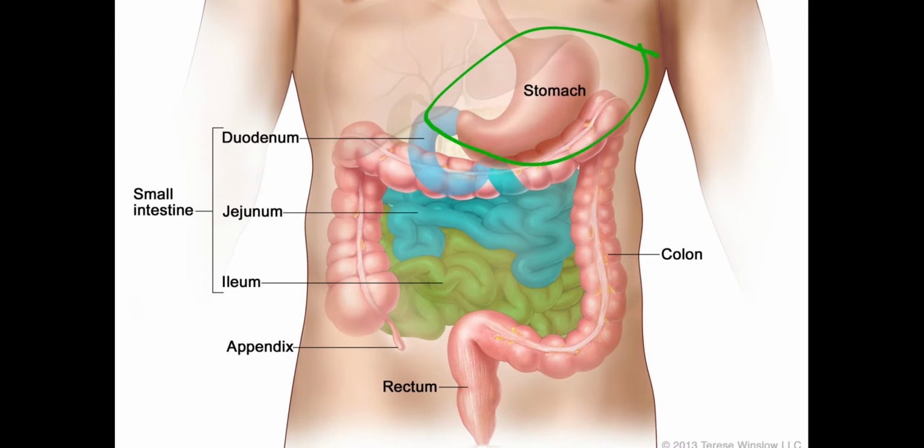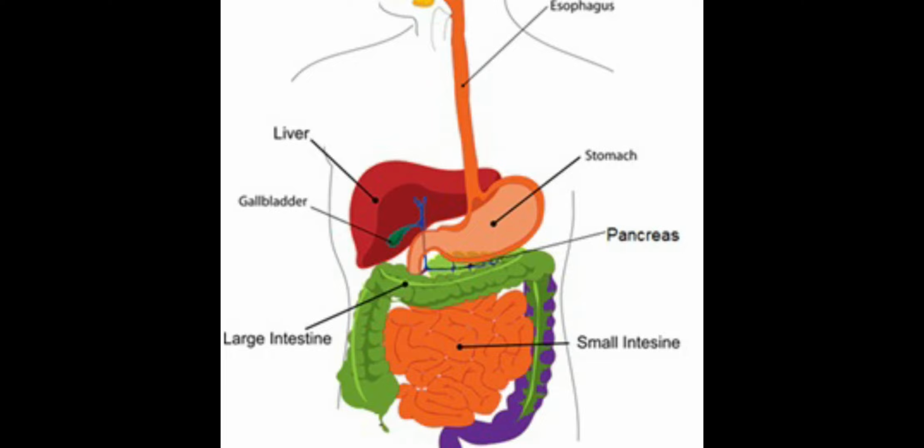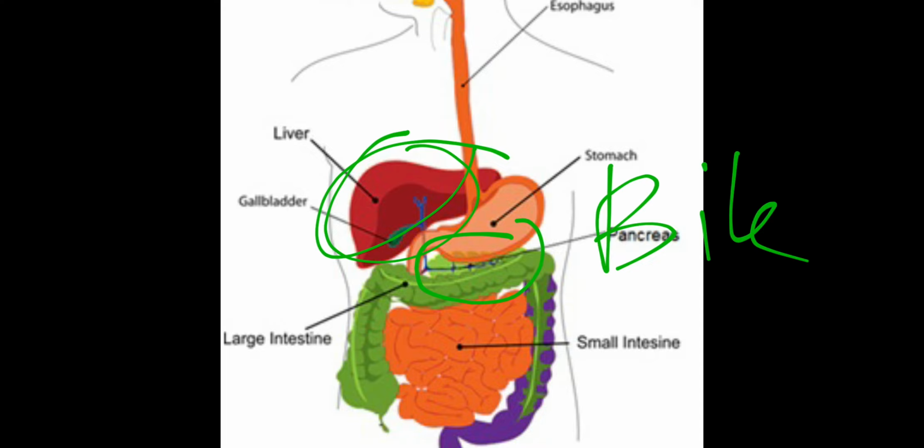The food is partly digested in the stomach, and the complete digestion occurs in the small intestine. The small intestine receives secretions from the liver and pancreas. This is the liver, and this green color in the background is the pancreas. The liver is the largest gland in our body, and it secretes bile juice.